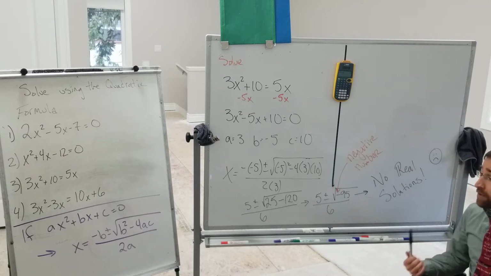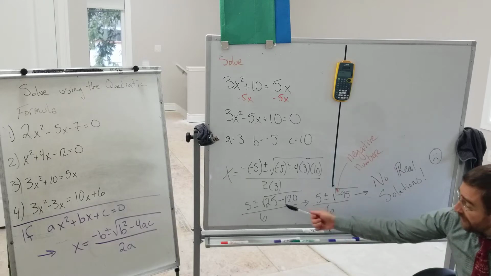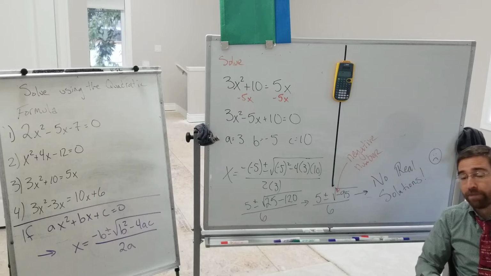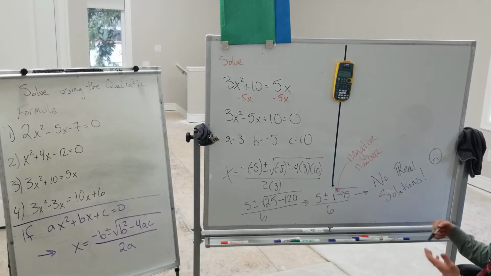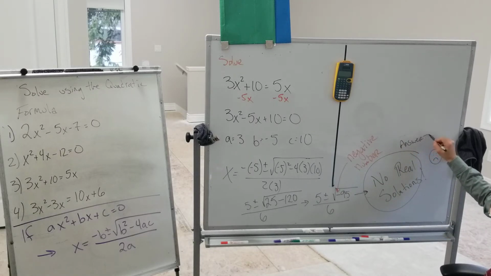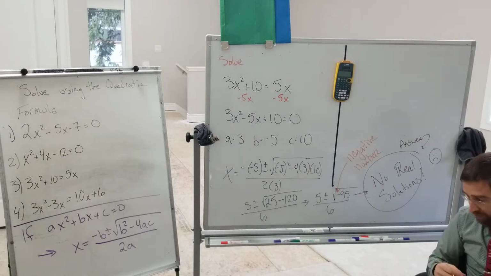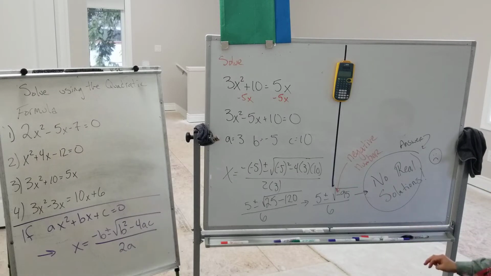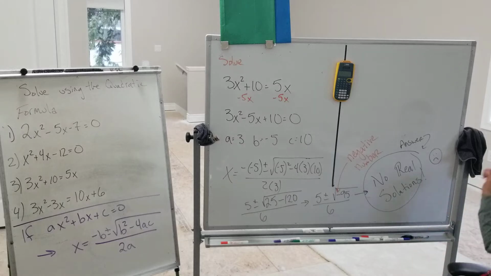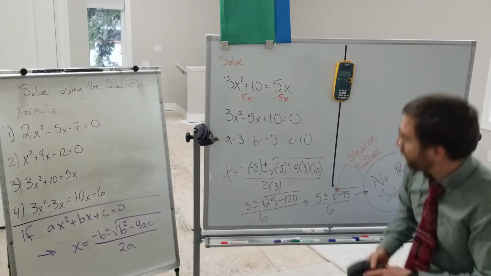All right, so in this case, when you get a negative number in the discriminant or a negative number under the square root, that's a situation where you would write no real solutions as your answer. And this would be your answer. No real solutions. All right, so let's go to problem 4, and that'll be it for the video.